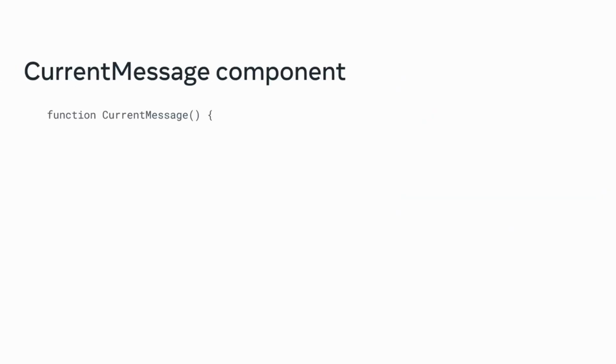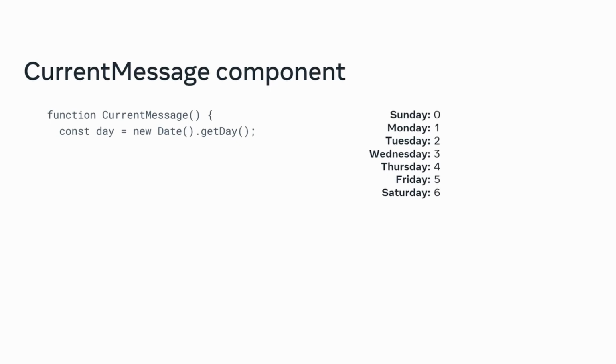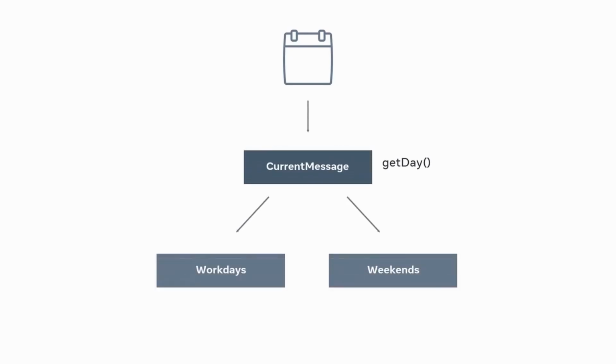As a developer, there are a few ways you can achieve this functionality in React. But in this video, you'll focus on using the ternary operator to write simplified if-else conditions. You start by creating a component called currentMessage. This component uses the built-in date function in JavaScript along with the getDay method to store the day of the week as a number, where 0 represents Sunday and 6 the following Saturday. Next, you create the two components that each hold one of the messages to be displayed. Let's name these components workdays and weekends. The currentMessage component needs to render the appropriate component based on the value returned from the getDay function call.